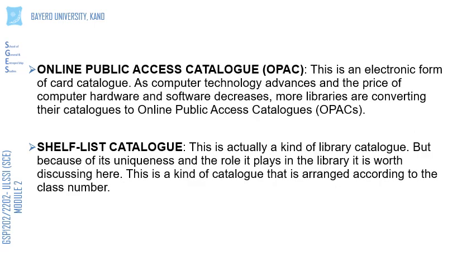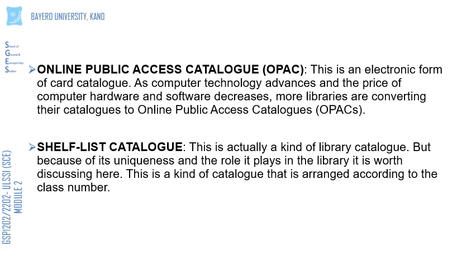We have the online public access catalog, known as the OPAC. This is an electronic form of card catalog. As computer technology advances and the prices of computer hardware and software decrease, more libraries are converting their catalogs to online public access catalog. Also, we have the shelf list catalog.